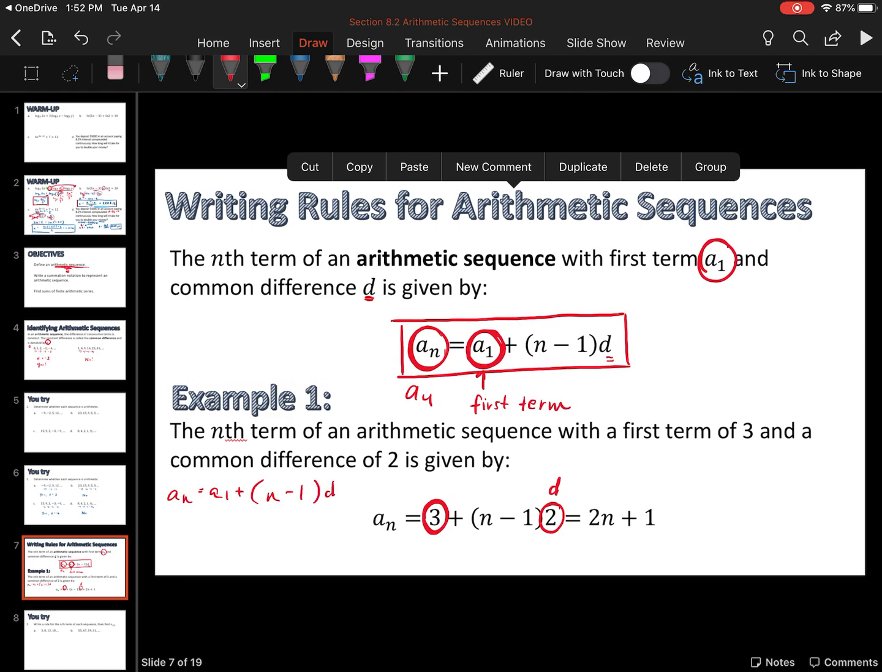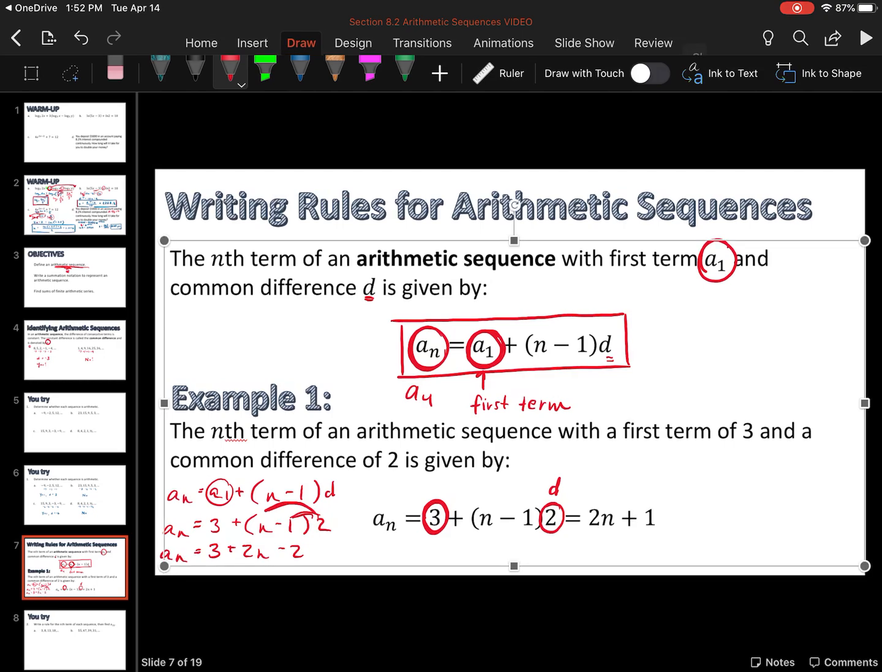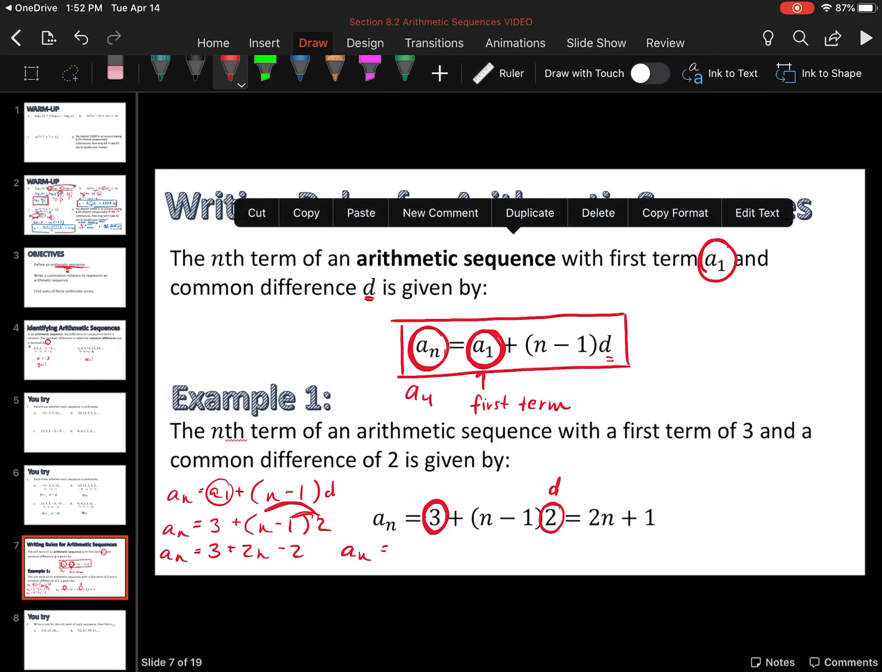I said the first term is 3, so that's going to go in for a sub 1. And we're just trying to write out a formula for it. So a sub 1 is 3 plus n minus 1, and my common difference is 2 here. We are not going to leave it written like that, so we're going to distribute this 2 in, and you're going to get 3 plus 2n minus 2. And then when you combine like terms, we'll end up with a sub n is equal to 2n, and then the 3 minus 2 will give me plus 1.